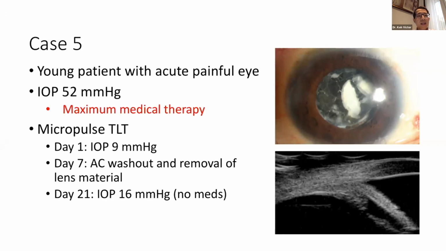We performed that on day 1, pressure came down to 9. He was much happier, cornea is clearer. We are able to then safely perform ACA washout and removal of lens material. At 2 weeks post-op, just to prove a point that the laser doesn't induce too much unnecessary inflammation, the UBM was done, and you can see that there's no suprachoroidal effusion of fluid. And on day 21, pressure came down to 16, and there's no intraocular pressure lowering medication.